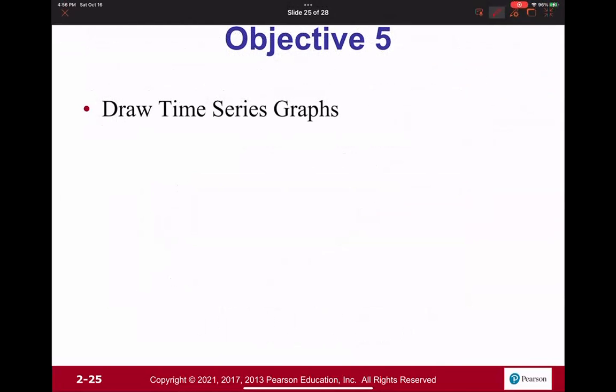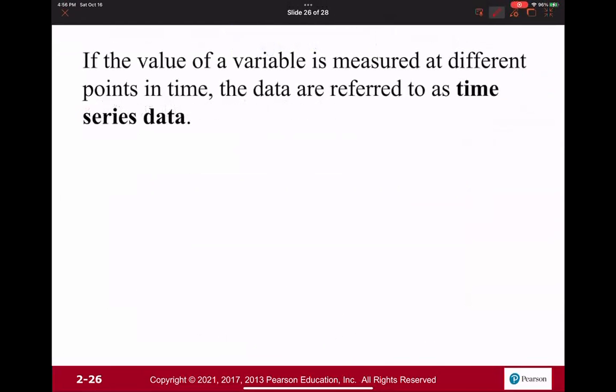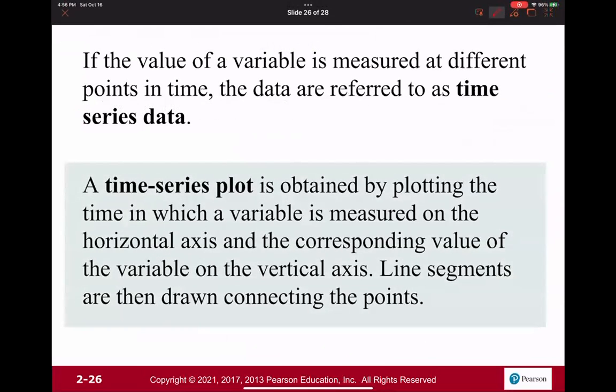So I believe this is the last graph. The last graph that we're going to talk about is a time series graph. If the value of a variable is measured at different points in time, the data are referred to as time series data. A time series plot is obtained by plotting the time in which the variable is measured on the horizontal axis and the corresponding value of the variable on the vertical axis. The line segments are then drawn connecting the points.